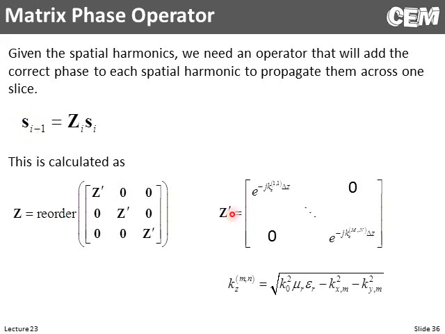Well, if we had a single scalar field, that's z prime, here's how much phase we need to add to each of our spatial harmonics, and we're getting the z components from the dispersion relation. That's z prime just for a single scalar. So then we make a Bloch diagonal matrix from our z primes, and then reorder that. And now we have a z matrix such that we can propagate the spatial harmonics from one slice to the next.